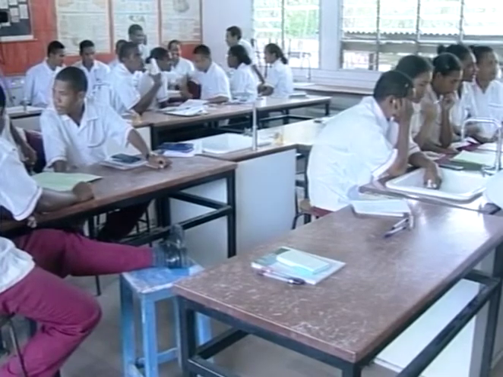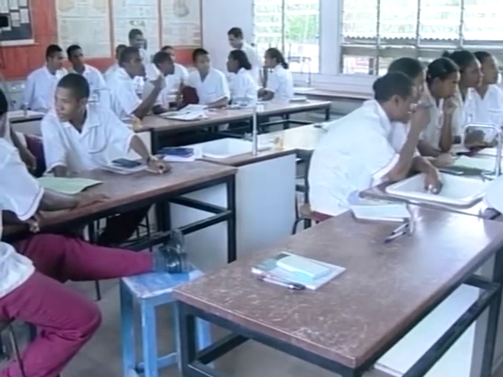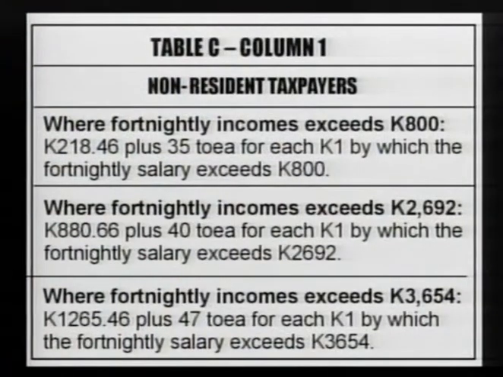Next table. Table C, column 1. It says non-resident taxpayers, if the fortnightly income exceeds 800 kina, please understand table C as well, you pay 218 kina 46 toya plus 35 toya for each 1 kina by which the fortnightly salary exceeds 800 kina.